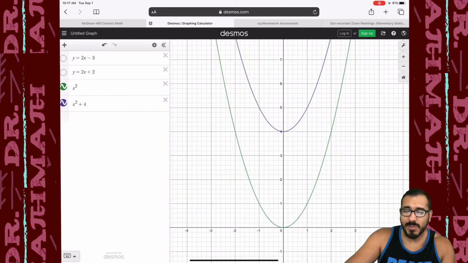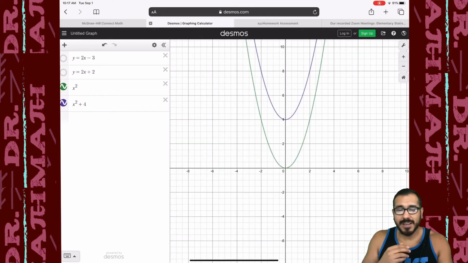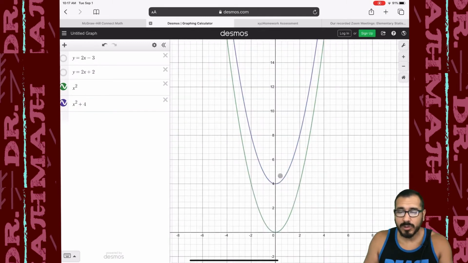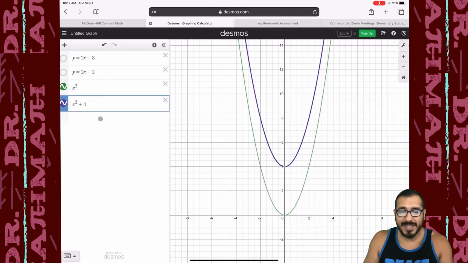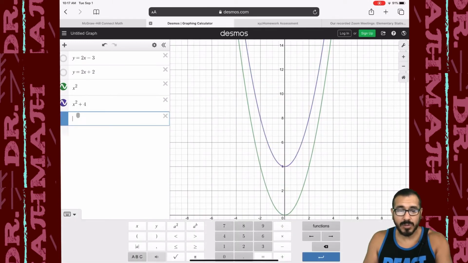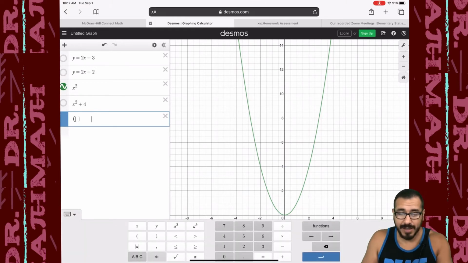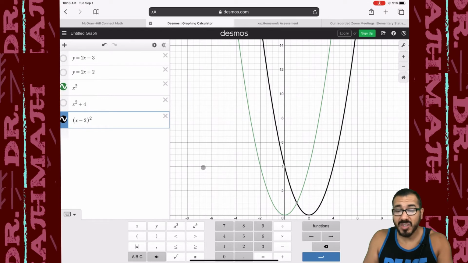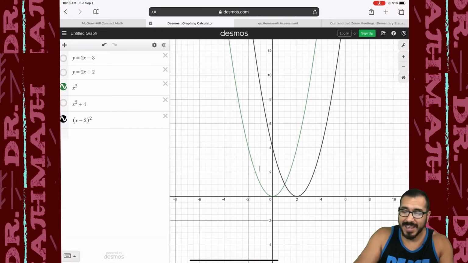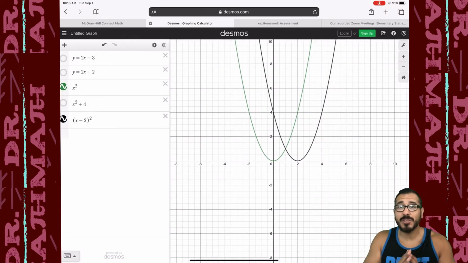So there's so much you could do and play around with in Desmos. Very powerful tool. Let's say you want to take this a step further. Let me hide this one. And let's say we wanted to do parentheses, x minus 2, and then close our parentheses, squared. Then you could see, what did that -2 inside of the parentheses do? And you could see, oh, it shifted it 2 to the right.